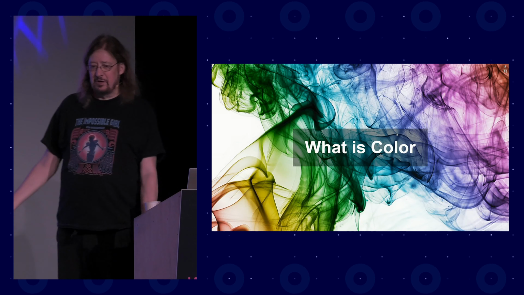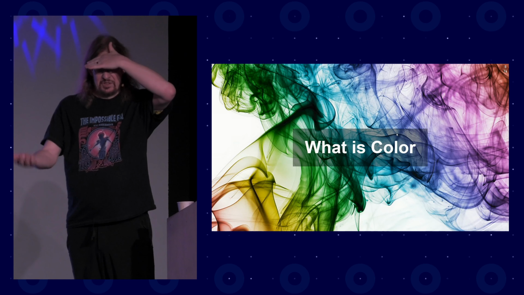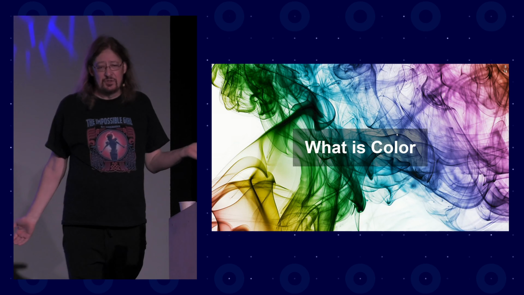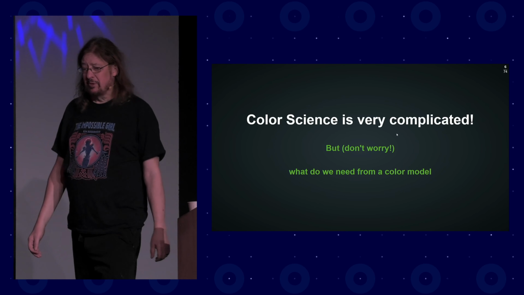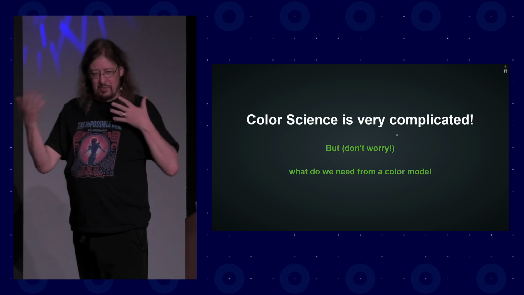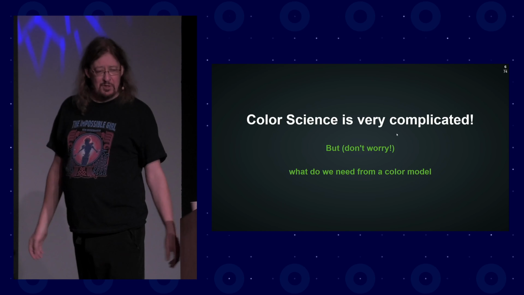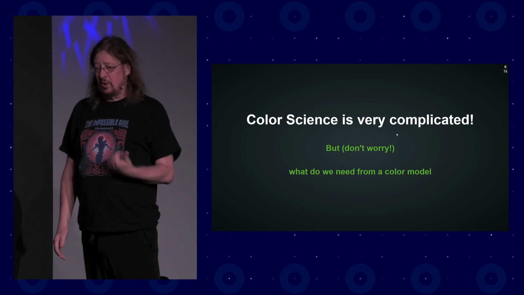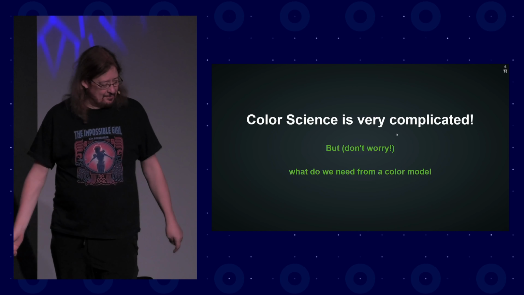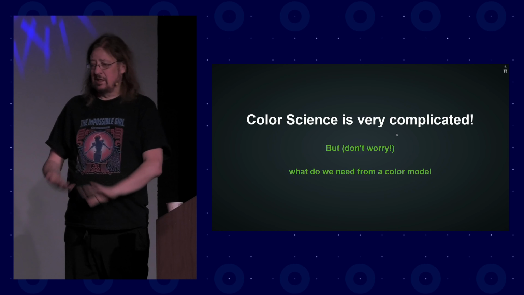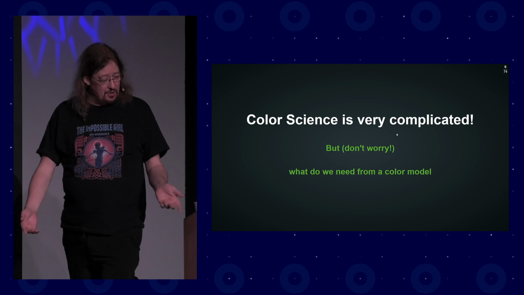So, what is color? Could any of you define what color is? What does it mean? I'm not asking you to, I'm just wanting you to have this feel of existential dread and hope that I will explain it. So, color science is super complicated. It involves measurements on human eyes and color matching experiments and all sorts of stuff. There's a lot being written about it, and most people know two things about color science. One, it's super complicated, and two, nobody needs to know that stuff. But don't worry, we're going to look at what you need for a color model. We're going to develop one from scratch on stage.